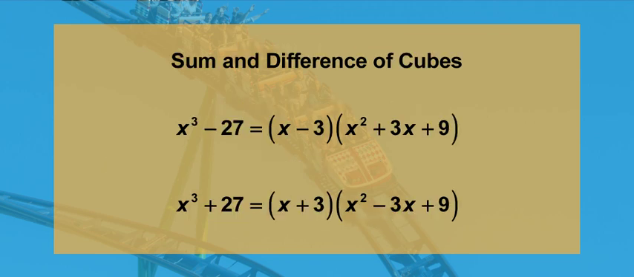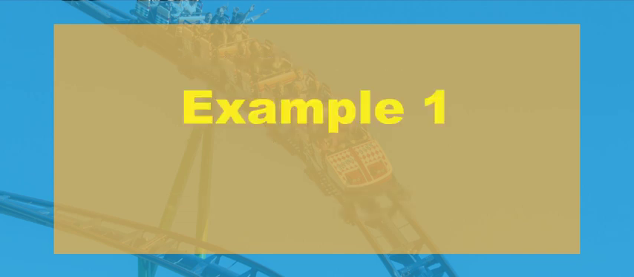Here are two polynomial identities you should learn, namely, the sum and difference of cubes. In the first identity there is a difference of cubes. Note that 27 can also be expressed as 3 cubed. The difference of cubes can be expressed as the product of the linear binomial and quadratic trinomial. The sum of cubes has a comparable identity. Now let's look at examples of using these polynomial identities to solve problems.